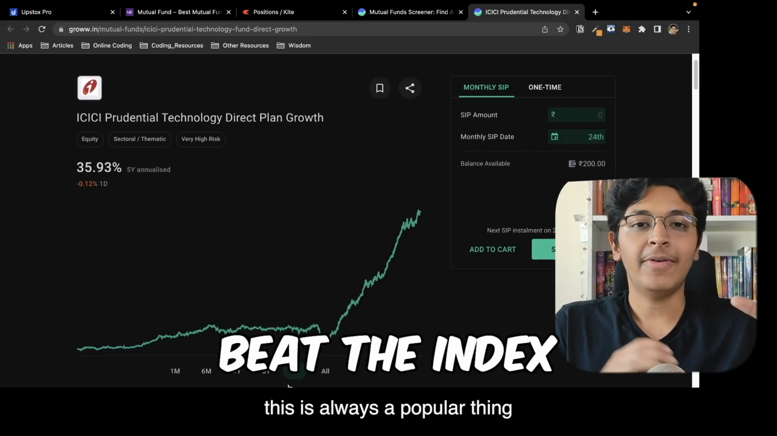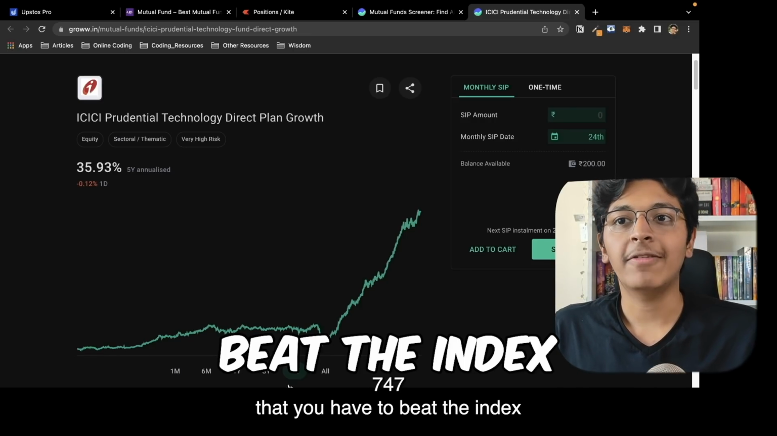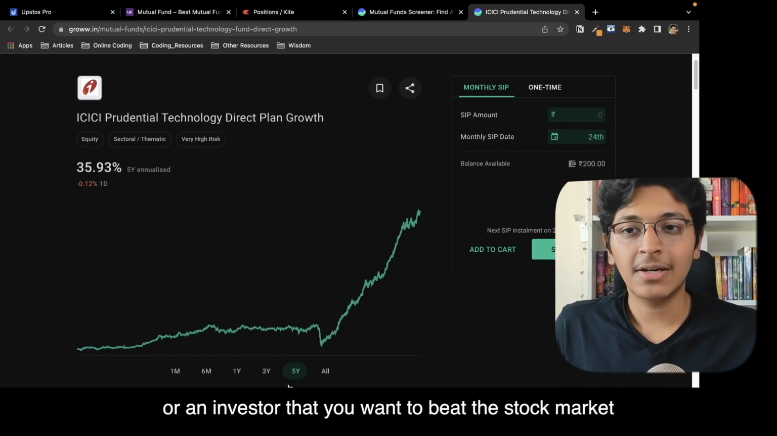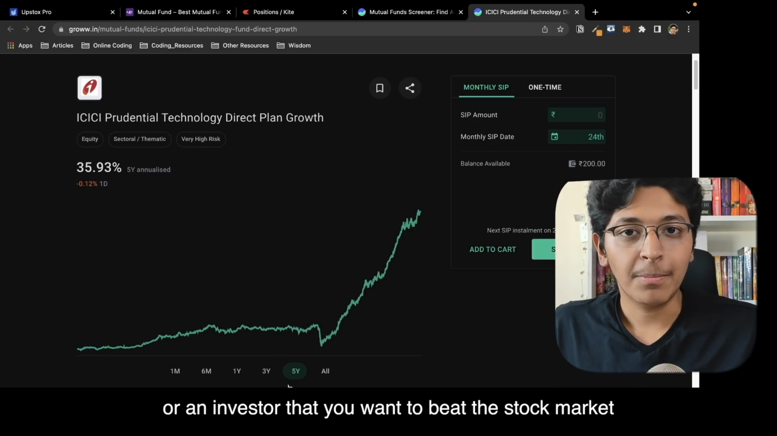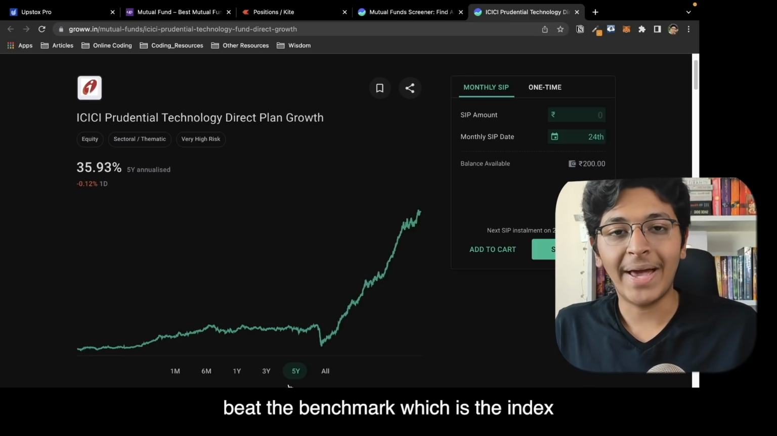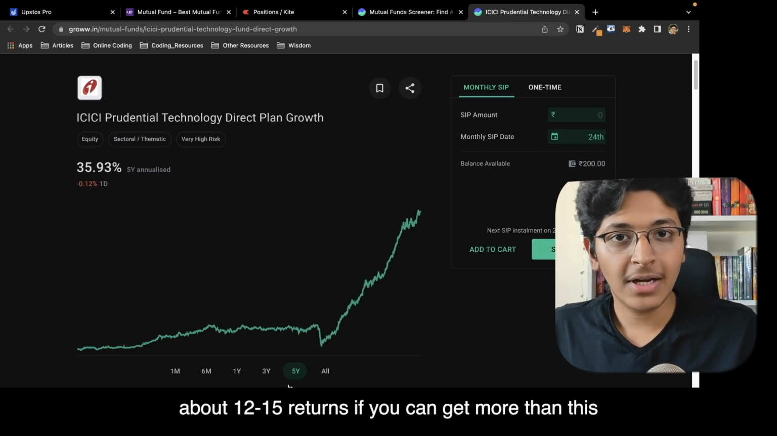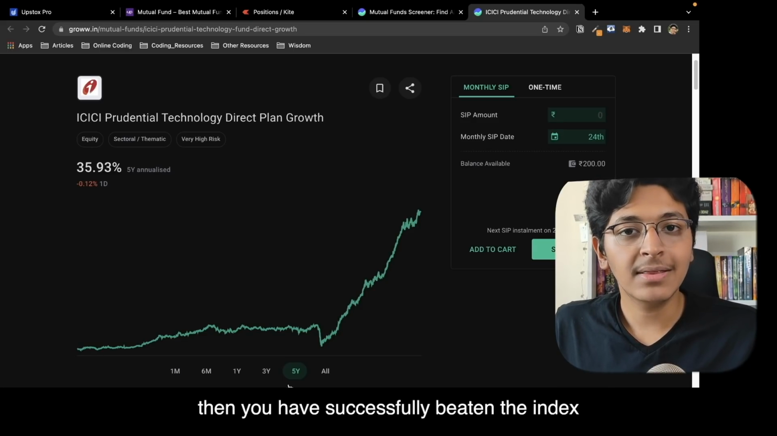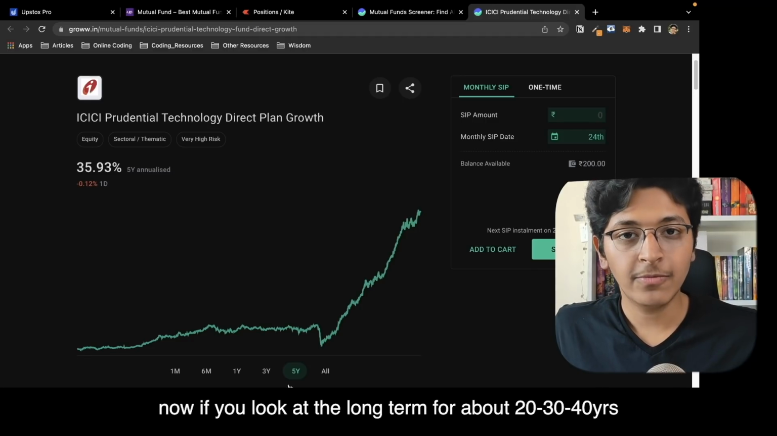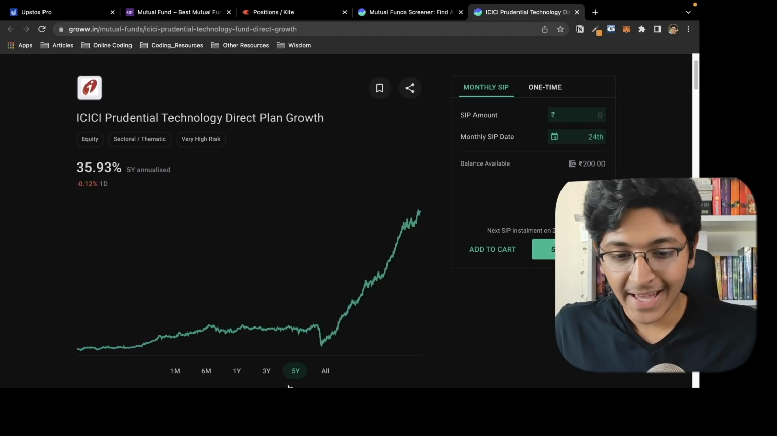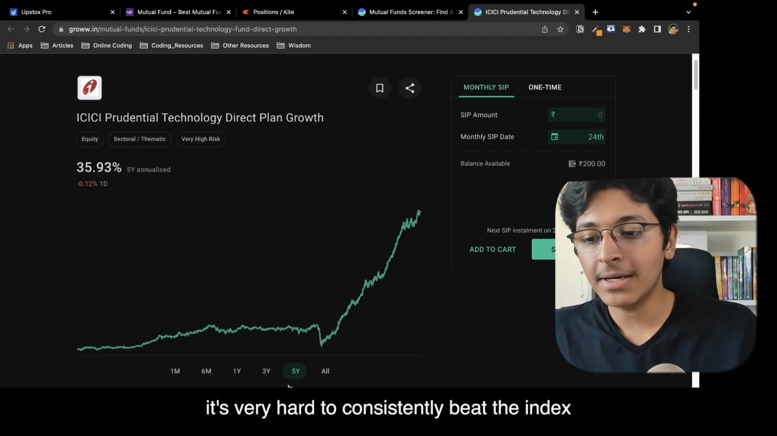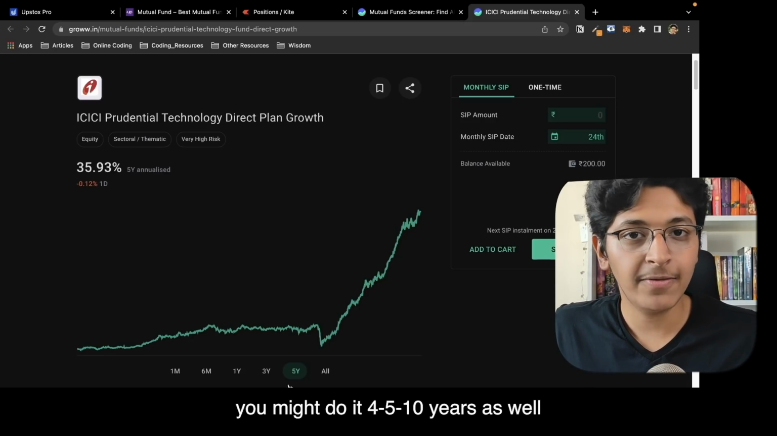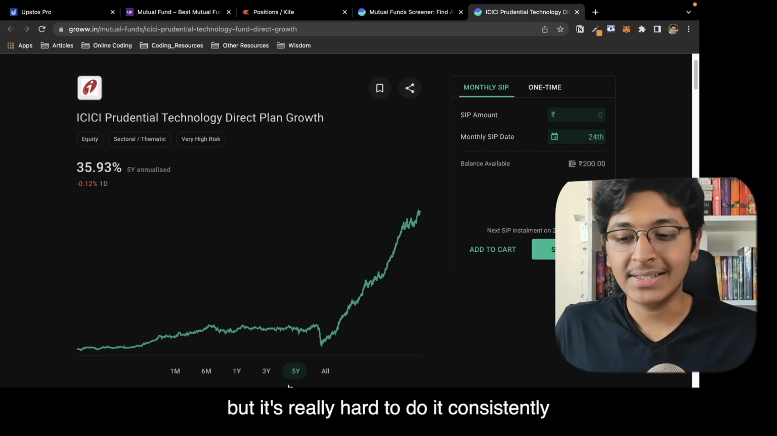This is always a very popular thing that goes on in the market, that you have to beat the index. That's the plan of every active trader or an investor, that you want to beat the stock market. What that means is that you want to beat the benchmark, which is the index, about 12 to 15% returns. If you can get more than this in a complete year, then you have successfully beaten the index. Now, if you look at the long term for about 20 to 30, 40 years, it's very hard to consistently beat the index every single year. You might do it this year, you might do it for 4, 5, 10 years as well, but it's really hard to do it consistently.